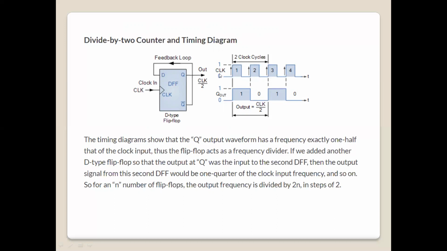This is the clock given to the clock input of the flip-flop, and the output Q out will contain the divided by 2 signal. Here we are giving 4 clock pulses, which means the output will be 2. That is divided by 2. That is a divide by 2 counter. That means if you are using one flip-flop, the output will be divided by 2, that is clock frequency by 2.